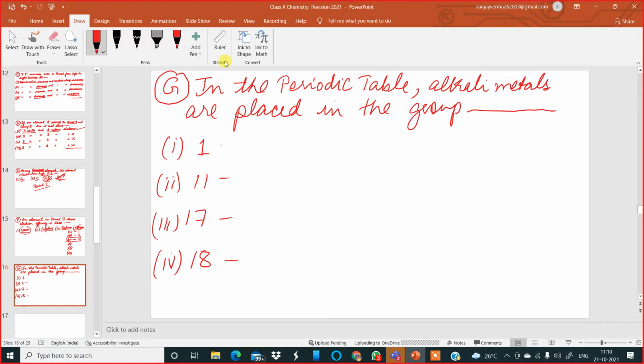Alkali metals. Group 1. Yeah, this is the answer. This is the correct answer. Alkali metals are in group 1.